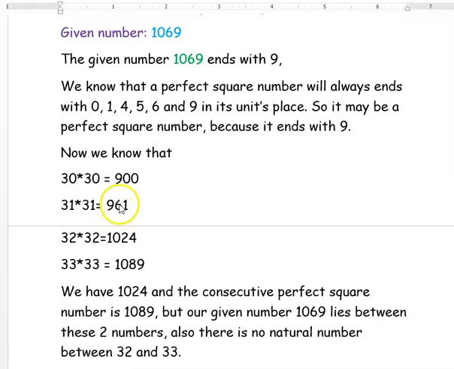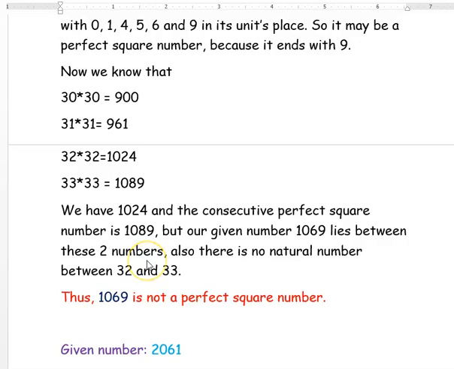Now we are going to analyze. 30 times 30 is 900 and 31 into 31 is 961. 32 into 32 is 1024. 33 into 33 is 1089. So this 1069 lies between 1024 and 1089. But 1024 is the square of natural number 32 and 1089 is the square of natural number 33. There is no number that lies between 32 and 33. So 1069 is not a perfect square number.